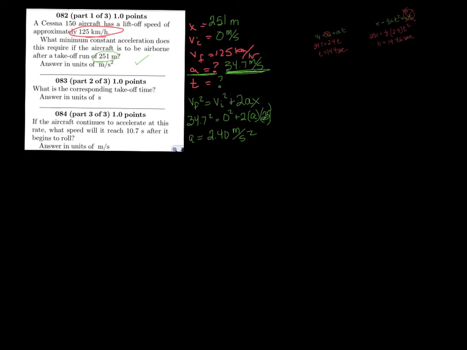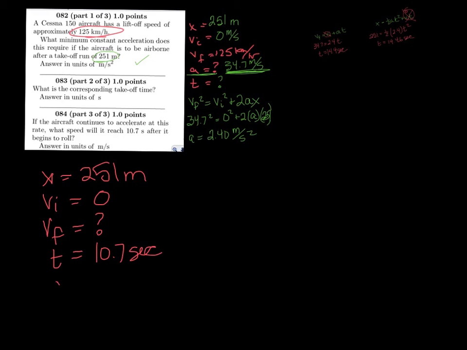So let's just relist our variables. We have x equals 251 meters. We know our initial velocity is 0. We have a new final velocity, because that's actually what we're looking for. What speed will it reach in 10.7 seconds? So our time is the 10.7 seconds. And it's the same plane, so it's accelerating at the same rate, 2.4 meters per second squared.